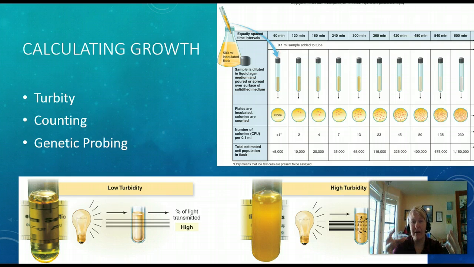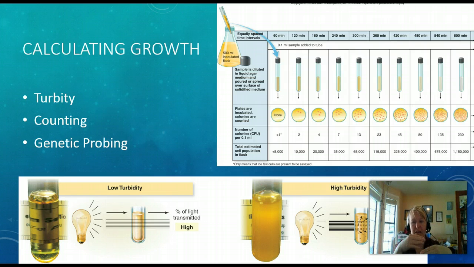Lastly, let's talk about how we calculate growth. It's important if we're growing to know how many cells we have. And there are three different ways that we do this. The first is with turbidity, and you can see that in the bottom picture here. What we use is a machine, and we will shine light through it. And that will tell us how much light is being transmitted and basically how turbid it is, how cloudy it is. If it's really turbid, then we can get that measurement. If it's less turbid, we can get that measurement.